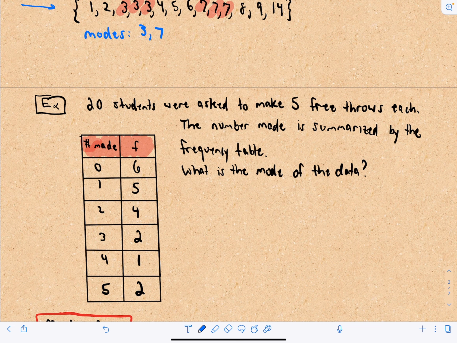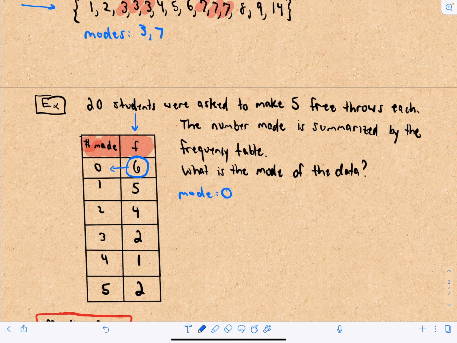20 students were asked to make 5 free throws. So 20 students each went to the free throw line and tried to make 5 free throws. And we have this frequency table that tells us what happens. It says there were a total of 6 people that made 0, 5 people that made exactly 1, 4 people that made exactly 2, etc. We want to find the mode. All you have to do is look at the frequency and pick out the value that has the highest frequency. The highest frequency I see is 6. The number made was 0, so the mode is just the number 0.